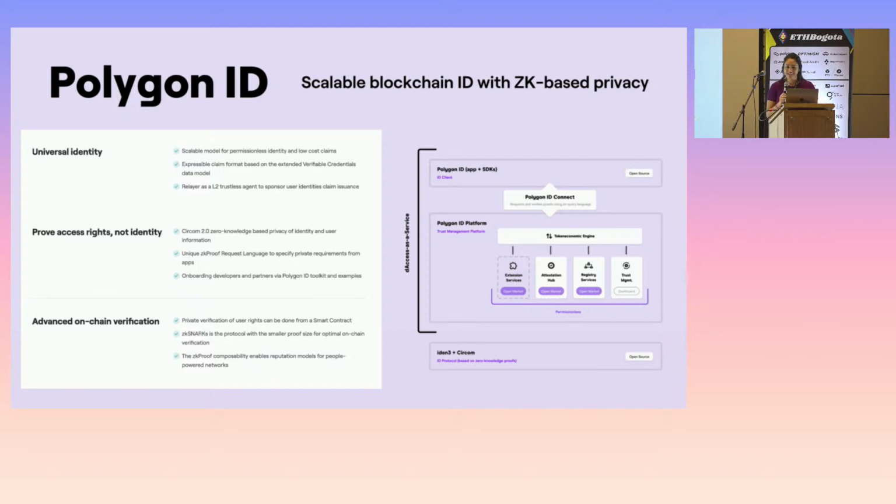Enter Polygon ID. Polygon ID is a scalable blockchain ID with ZK-based privacy. We have a really nice architecture diagram on the right, and then the left has different tenets and things about it. So it offers universal identity. You get to prove your access rights rather than giving up your data or identity. And it also enables advanced on-chain verification through ZK SNARKs.